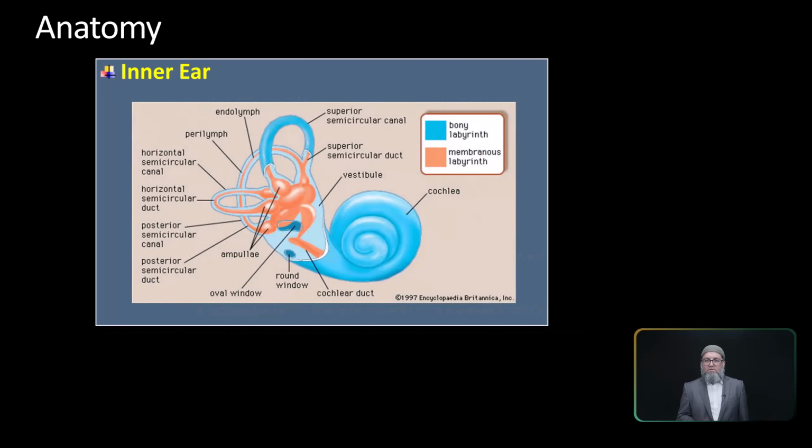Peri means surround. Here we can see the cochlea and the semicircular canals. In real life there's no blue, but just for depiction, the blue one is the bony part and the orange one is the membranous part. We have three semicircular canals, which are semicircular in different orientations, and the perilymph is between the orange membranous part and the bony part. That's a fluid circulating there, and inside the orange membranous part is your endolymph.